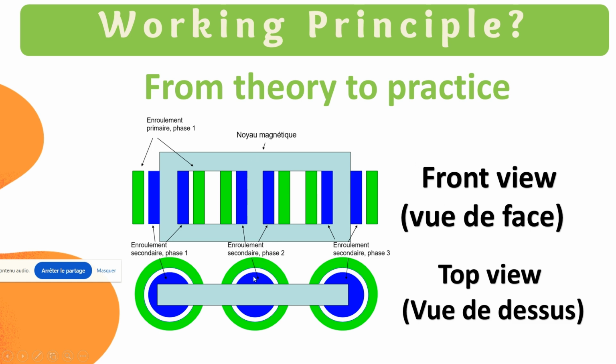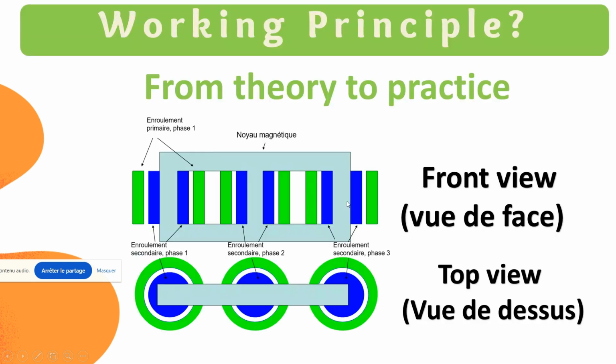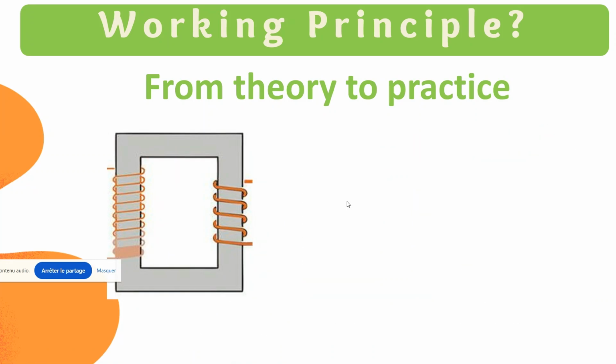D'accord? You can see here the secondary winding, and in green we have the primary winding. Okay? The secondary winding and the primary winding in blue. Both of the two images are for a three-phase transformer. La différence, c'est que c'est une vue de face et une vue de dessus. D'accord? Comment on voit ce transformateur?